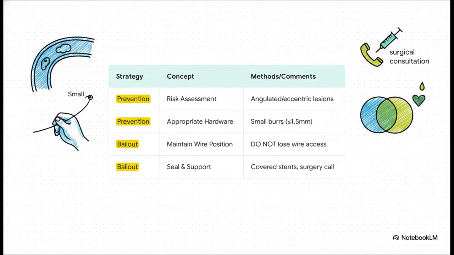For coronary perforation, prevention starts with good risk assessment, especially in those angulated or eccentric lesions. Use appropriately small burrs. But if it happens, the paramount #1 rule is this: maintain your wire position. Do not lose wire access. You have to remove the RA system over that indwelling rotowire. Then immediately get ready for a covered stent and pericardiocentesis, and get surgery on the phone right away.